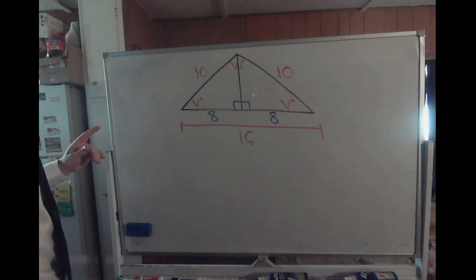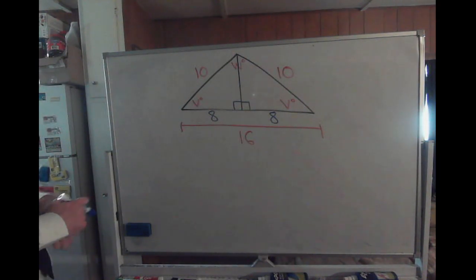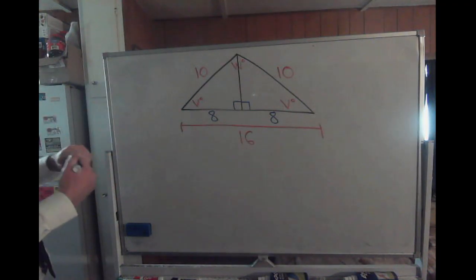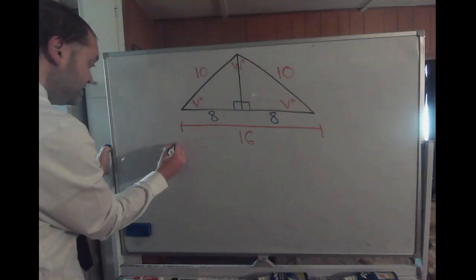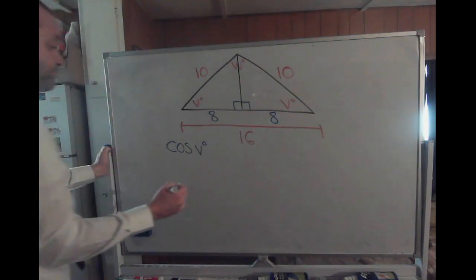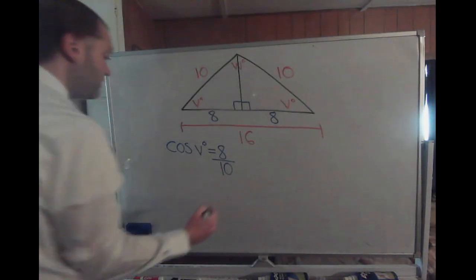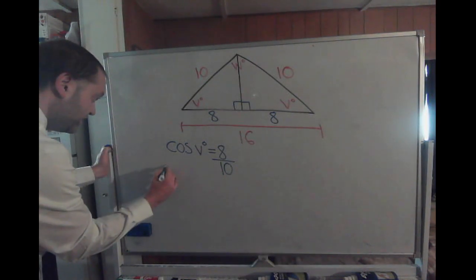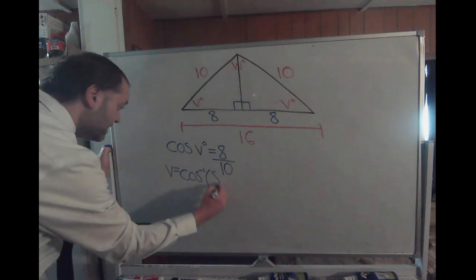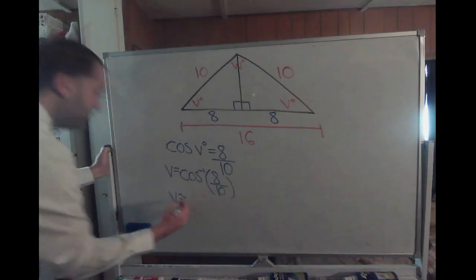Next thing we're going to do is find V. Now, if we consider here, adjacent to V, we have 8, and then the hypotenuse is 10. So adjacent and hypotenuse, you'd be setting yourself up for a cosine function. So the cosine of V degrees is equal to 8 over 10, which means V is equal to the cosine inverse of 8 over 10. Then we should get an approximate degree value for V.